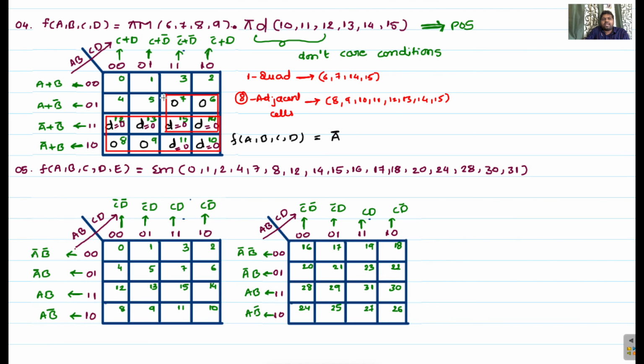Okay, next I will take this quad. So this quad is accommodated with 0 1 row and 1 1 row. Out of these two rows, the common element is b bar. So that I will take b bar here. And if you observe these two columns, the common element here is c bar. So that I will take b bar plus c bar. So this is your final expression.